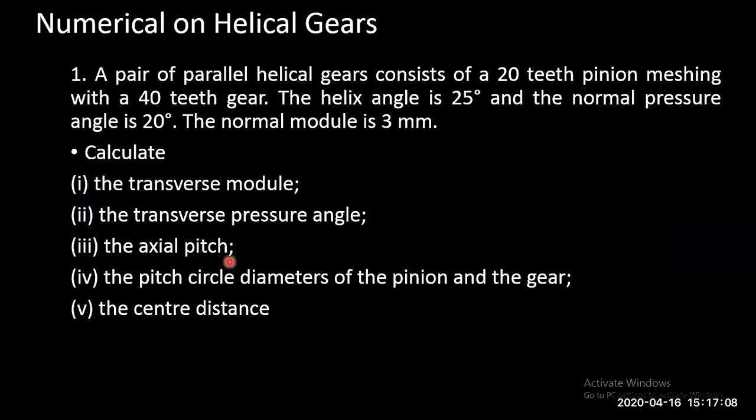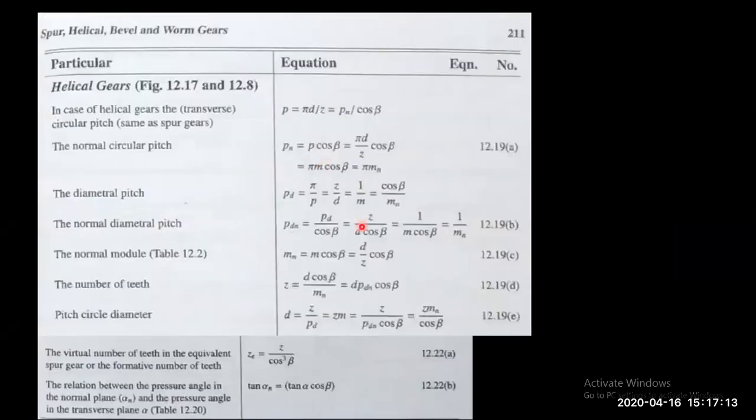Next is the axial pitch. So for the axial pitch, let's go back to the data handbook. Axial pitch, the normal pitch and diametral pitch. So we have two values here. The normal means it is for the formative gear. So axial means you find this diametral pitch. Again, whatever is normal here, it means it is for the formative gear or the virtual spur gear which we talked about. So we'll find for the diametral pitch this PD.